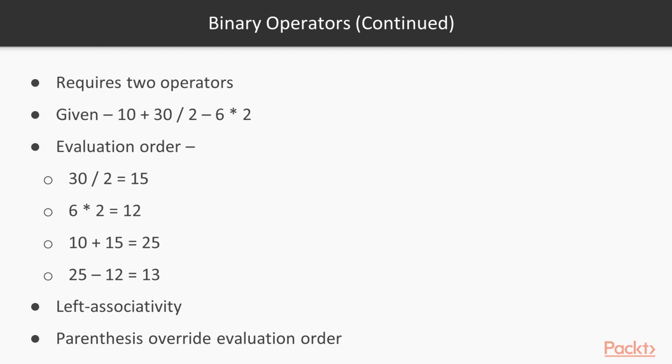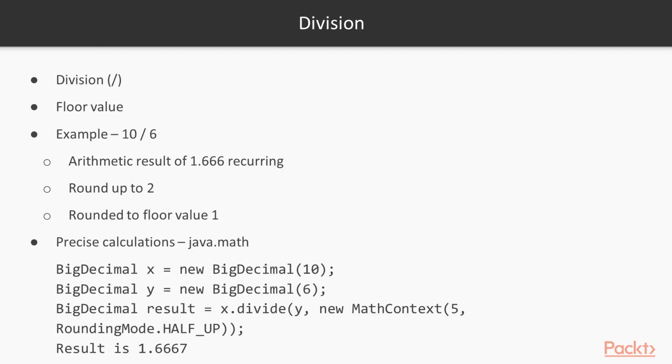Note that the direction that the expression is evaluated is from left to right. This is called left associativity, and determines in which direction to evaluate an expression when all the operators have the same precedence. Remember that parentheses can be used to override the order of evaluation by indicating which expressions to evaluate first. The / character is the division character.